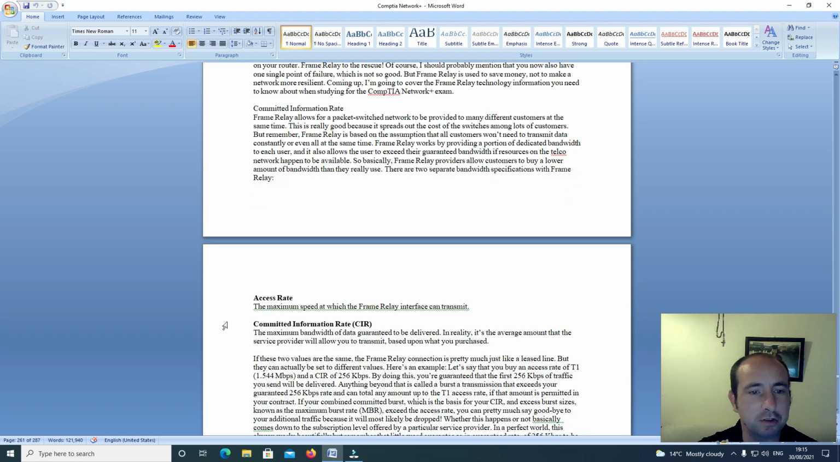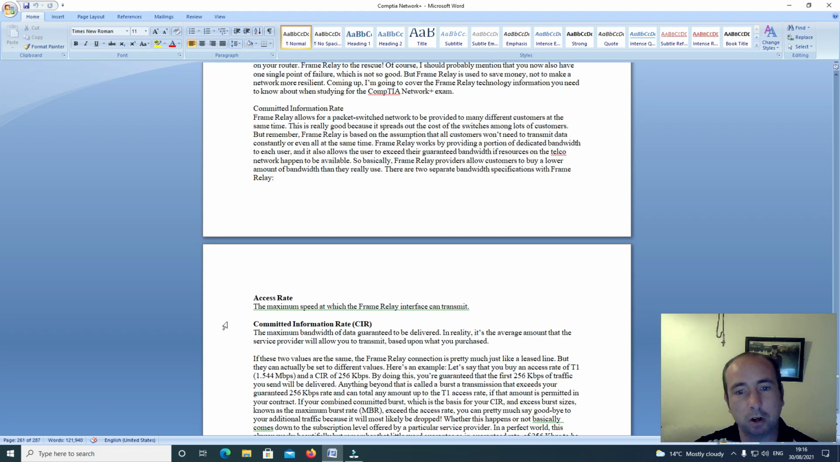Committed information rate. Frame relay allows for a packet switch network to be provided to many different customers at the same time. This is really good because it spreads out the cost of the switches among lots of customers. But remember, frame relay is used on the assumption that all customers won't need to transmit data constantly or even all at the same time.